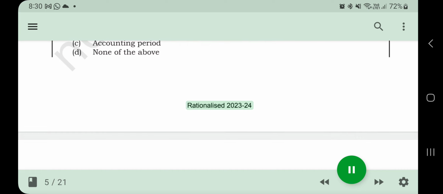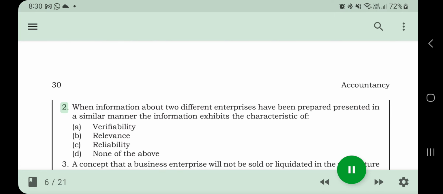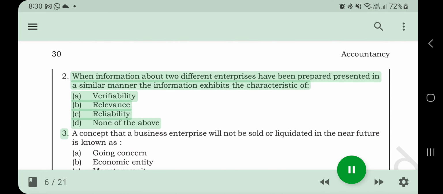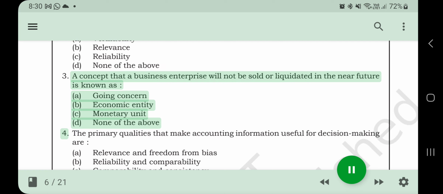2. When information about two different enterprises has been presented in a similar manner, the information exhibits the characteristic of A. verifiability, B. relevance, C. reliability, D. none of the above three. 3. A concept that a business enterprise will not be sold or liquidated in the near future is known as A. going concern, B. economic entity, C. monetary unit, D. none of the above four.